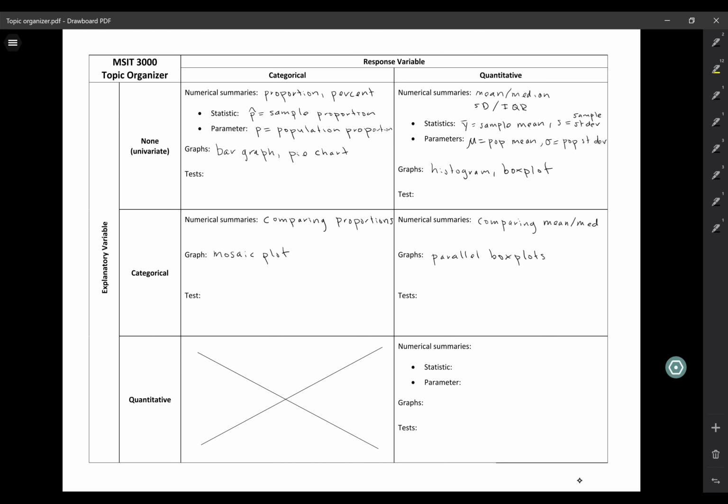And the last one we'll look at here is the relationship between a quantitative response variable and a quantitative explanatory variable. So this is sort of different summaries that we would use. For this, we would look at the slope or the correlation.